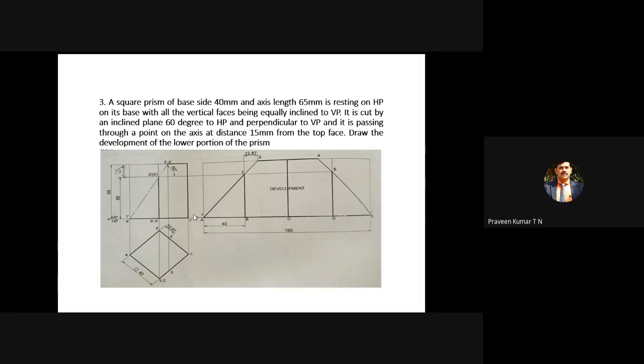Now you can see that it is cut by an inclined plane at 60 degrees to HP. The same 60 degree line is given here, and it is perpendicular to the vertical plane. You can imagine one more plane, the cutting plane, which is perpendicular to the XY line. Imagine A dash 4 dash. That is the plane which is perpendicular to the XY line, and it is passing through a point on the axis at a distance of 15 mm from the top face.